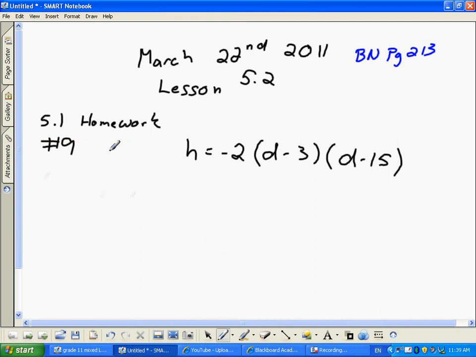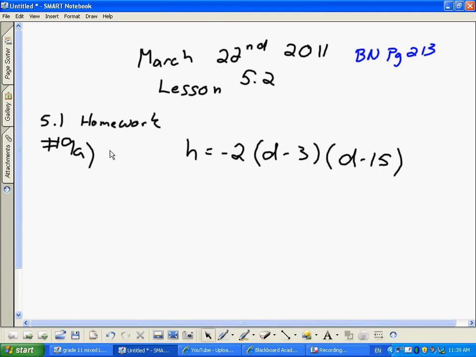It is March 22nd, 2011. We're going to be doing lesson 5.2, but we're going to start by taking out question 9 from the homework. 9A asks you to expand and simplify. It's a question that talks about a flight path. H represents height, D is distance of a firework. Very first thing, they're just asking us to expand and simplify. So we're going to do that first.